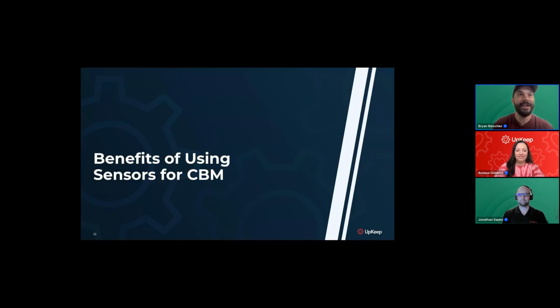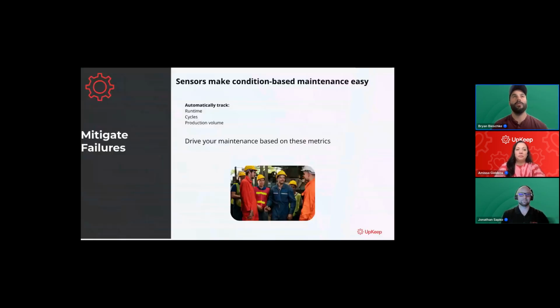Benefits of using sensors for condition-based maintenance. All right. We want to mitigate failures. That is the name of the game, right? Failure in industry is a $1 trillion business. We love service providers. We love failure. If you've got a group of contractors that you have on speed dial, they love when your stuff is not running right. It makes them money. Trust me, I know from experience. So we want to mitigate it.